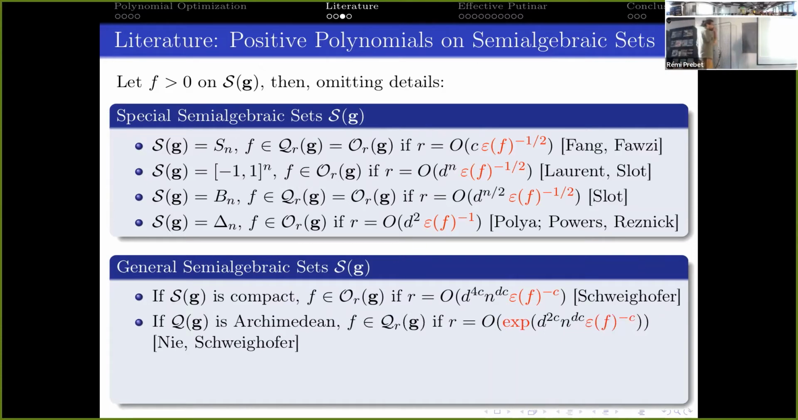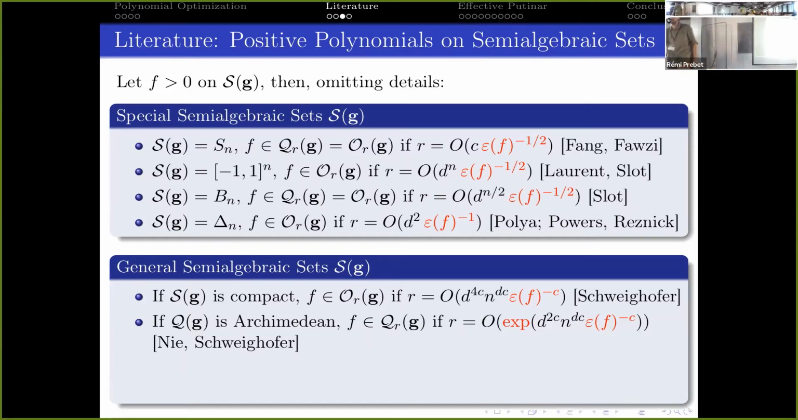But the thing is, when we move to the Polynomial Positivstellensatz and we have a quadratic module which is Archimedean, then the dependence that was proven initially by me and Marcus is exponential in epsilon of f to the minus something. And it was an open question whether it was possible to kill this exponential. And this is the main topic of the talk.